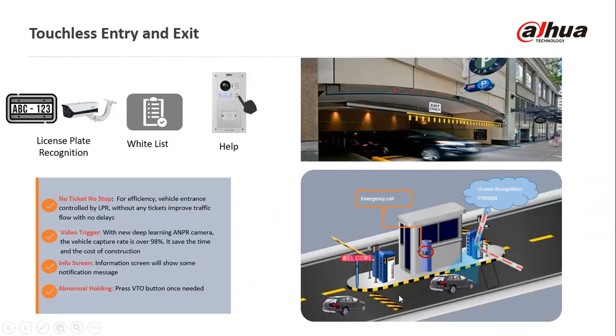So from the entrance side, we do provide the barriers. We have the number plate recognition cameras, and we have screens that will display the number plate. Apart from that, we also have an intercom that will be used for help. That is, if you press the button, it calls the management center or maybe the security center for assistance.